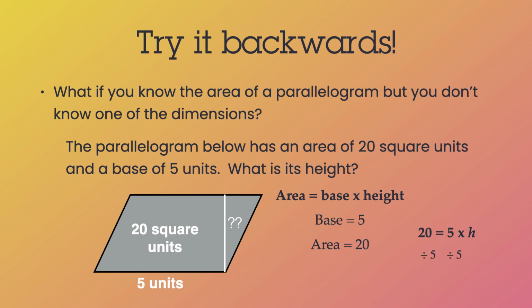Divide both sides by 5. And then we get 4 equals h, which of course stood for height. And that's what we were looking for. 4 is our height. So now that we've practiced finding the area of parallelograms, we've practiced finding dimensions of parallelograms.